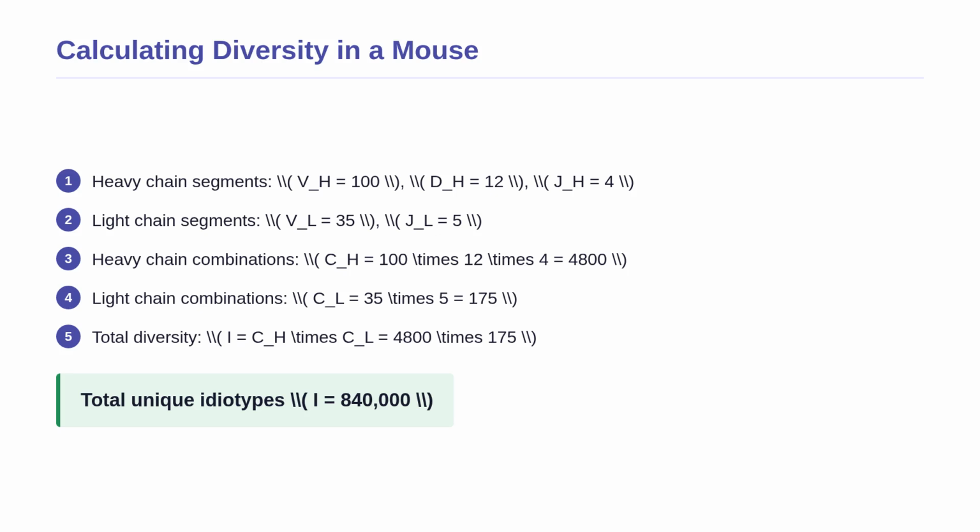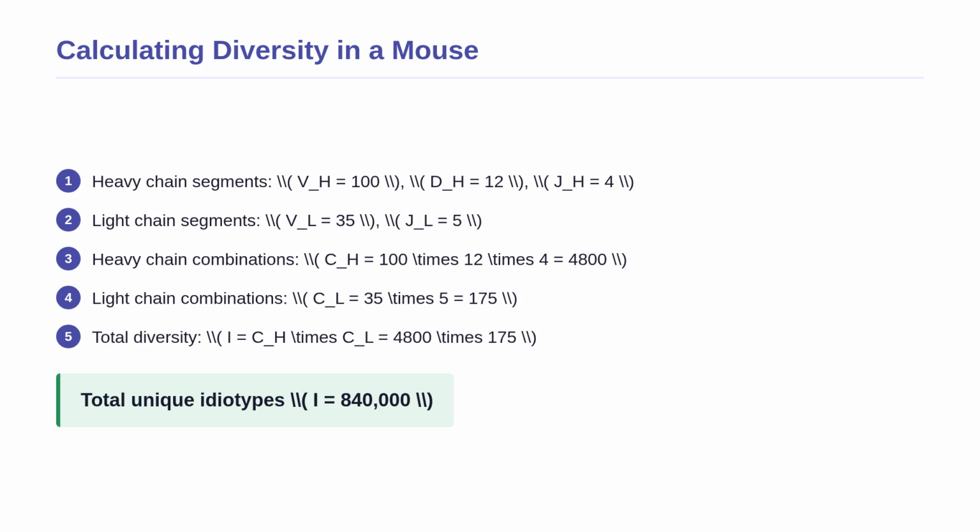Now that we have our combinatorial formula, let us apply it to a specific laboratory mouse model. We are given the exact number of gene segments: 100 variable, 12 diversity, and 4 joining segments for the heavy chain, plus 35 variable and 5 joining segments for the light chain. We need to calculate the total unique idiotypic determinants.